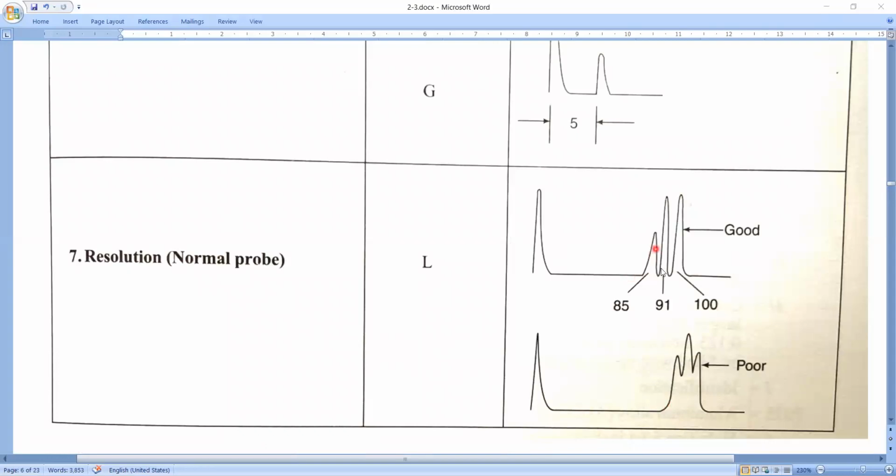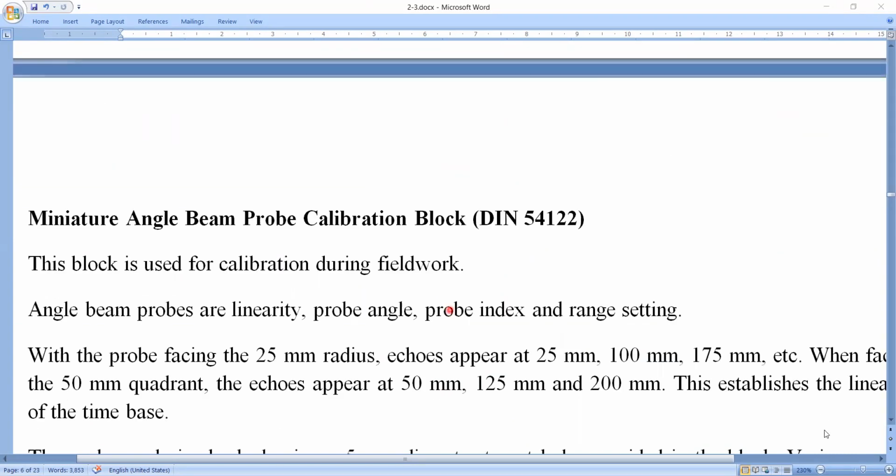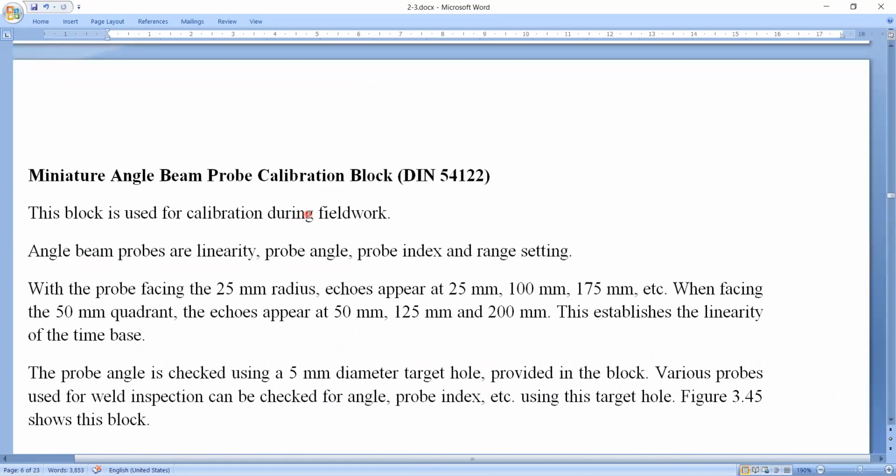If this is the standard resolution like this, and if the resolution is like this, it is a poor one. If you test this block with our equipment and it gives the resolution like this, the equipment has good resolution. Like this means poor resolution. By testing this block, we can assess the quality of our equipment. In this way, we are calibrating our equipment.